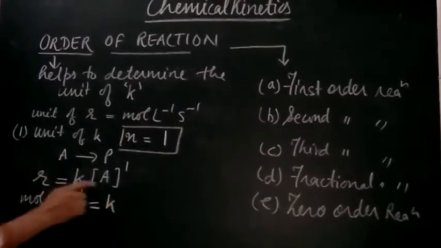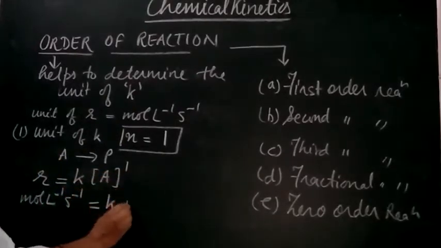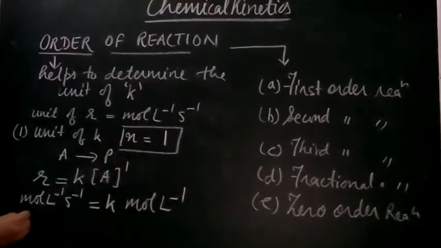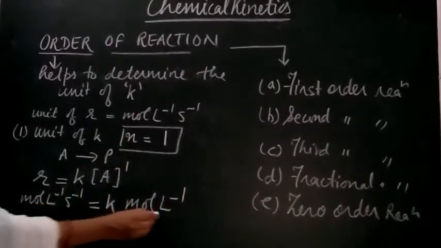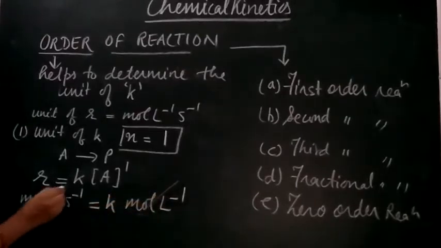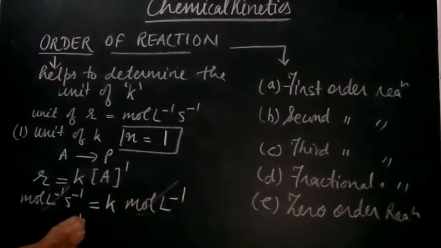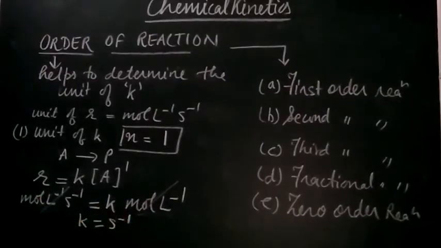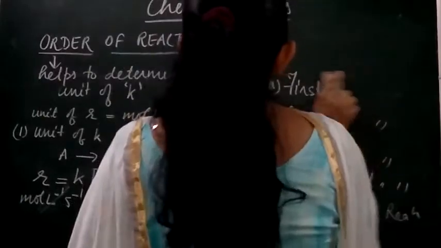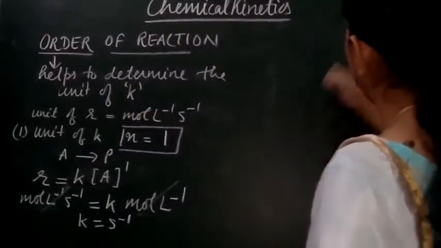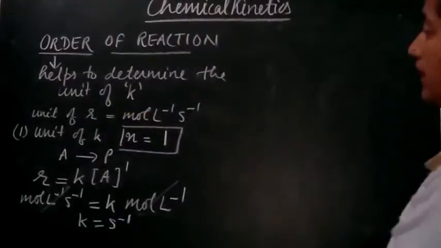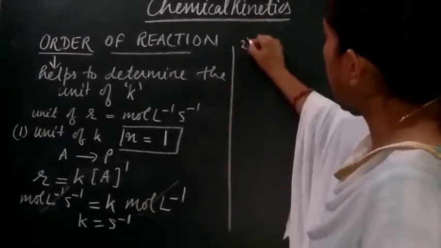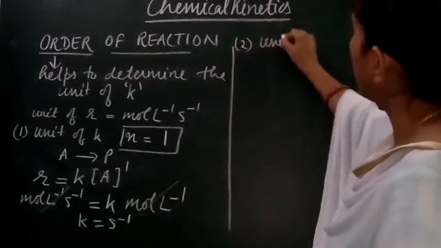This is the K, and what is the unit of A? It's a molar concentration, mole per liter. Now this mole per liter with this mole per liter is going to cancel out. And what is the unit of K, students? It is second inverse, or you can say minute inverse, or the time inverse.